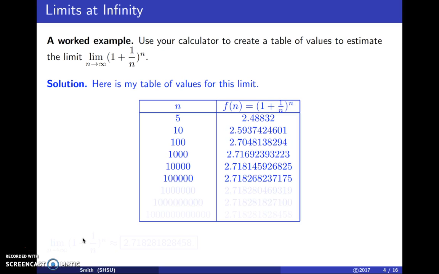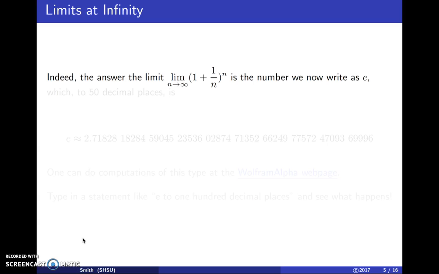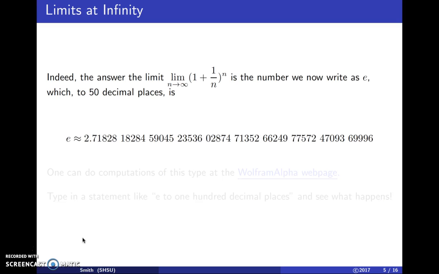As n gets larger and larger, notice that on the right side, the function is beginning to settle down onto a particular number. If I keep plugging in larger and larger numbers, I'm getting things like 2.71828, 1828, and so on. So the limit of this expression as n goes to infinity seems to be about 2.718281828459045. Indeed, the limit here is the number we now write as e, which to 50 decimal places, just in case you're curious, is this expression.